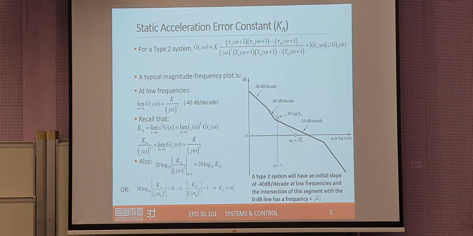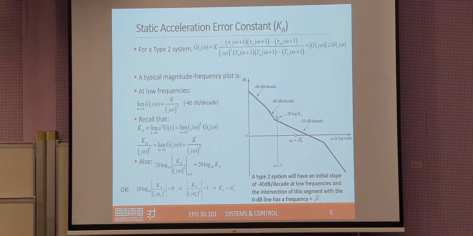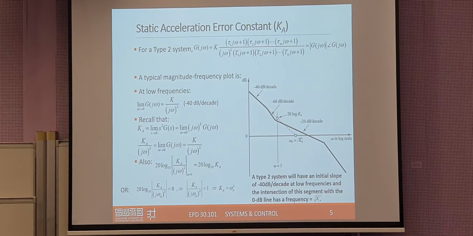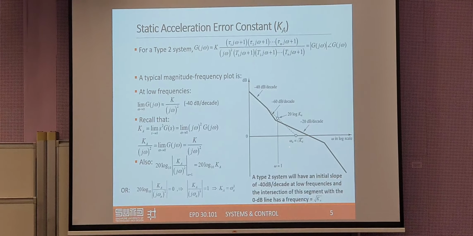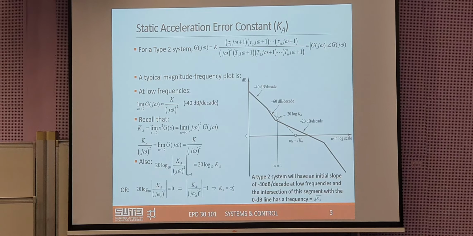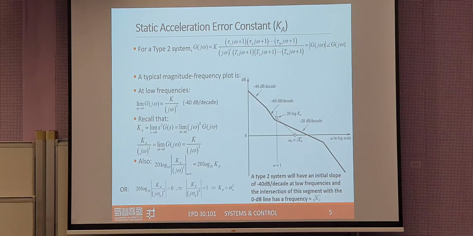To find the Ka, which is the static acceleration error constant, again, there are two methods. You can extrapolate this minus 40 line and intersect omega A. In that case, this omega A is actually the square root of Ka. So you will need to square this omega A to get Ka. So not quite the same, similar, but not quite the same.